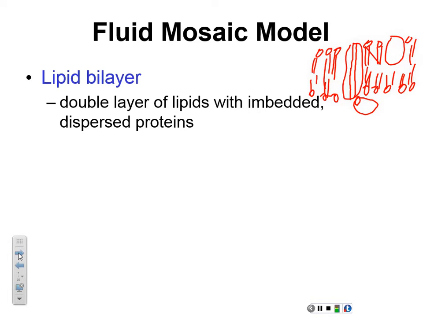So which is the hydrophilic part? The head. Okay, and the hydrophobic part? The tails. All right, and those are fatty acids. That's why they're hydrophobic. And so why are the heads oriented out here? We talked a little bit about it last time.